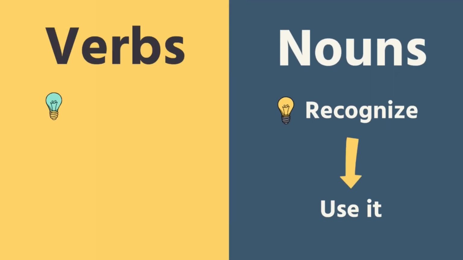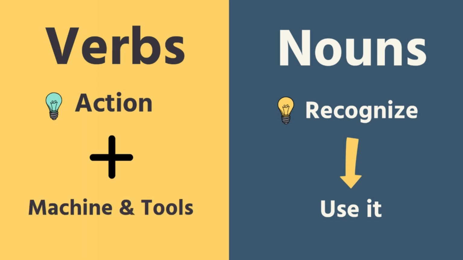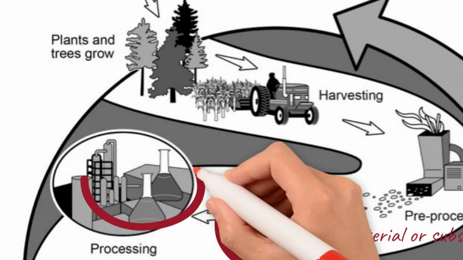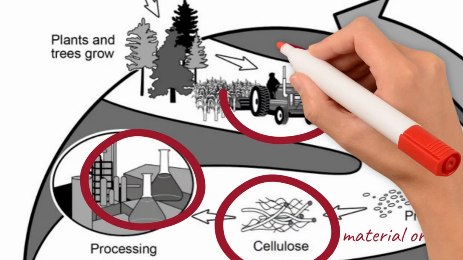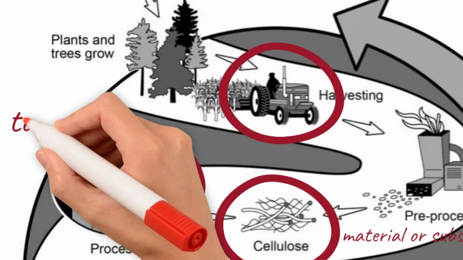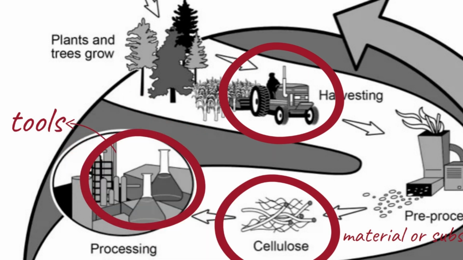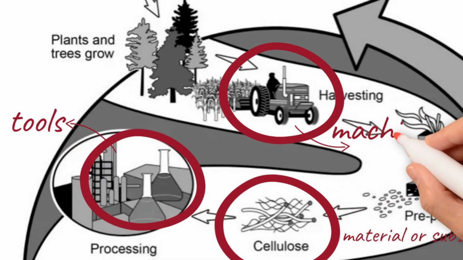For verbs, they usually refer to actions that are represented by machine or tools. For example, here in processing, you can see test tubes and flasks, and in harvesting, we always see a machine.